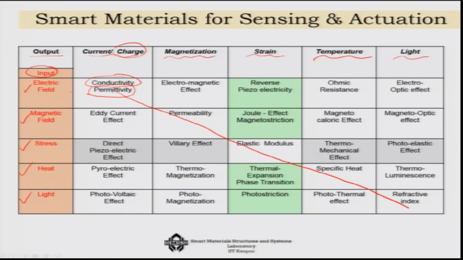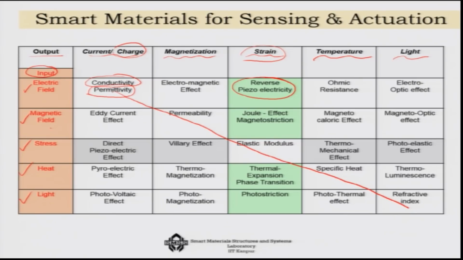Now, that is not smartness, whereas if I apply an electric field and I get a mechanical strain, which happens due to reverse piezoelectricity. Any material can be either conductive or insulating in nature, that is not smartness. But if, in addition to this conductivity or insulation, the material can generate mechanical strain when I am applying an electric field, then it is a smart material.